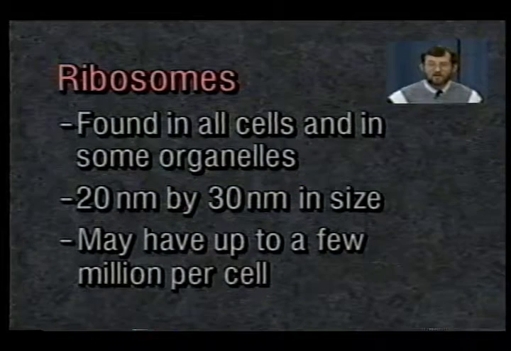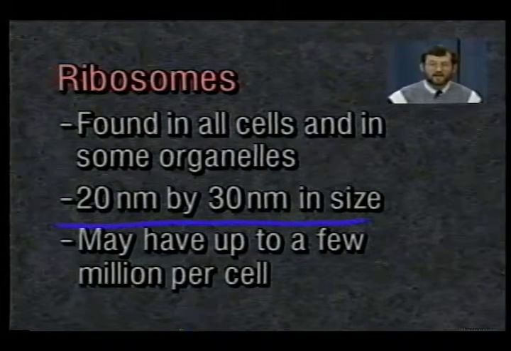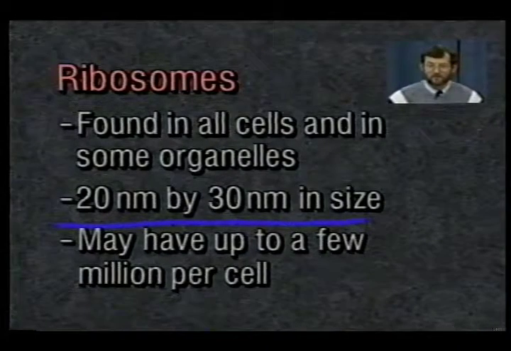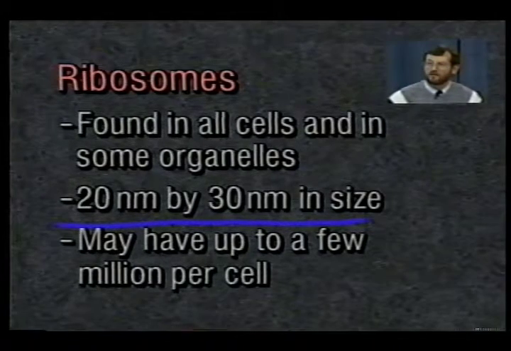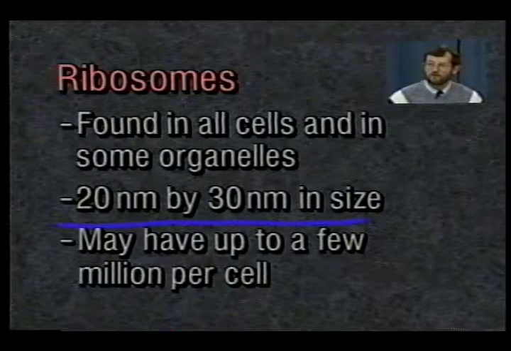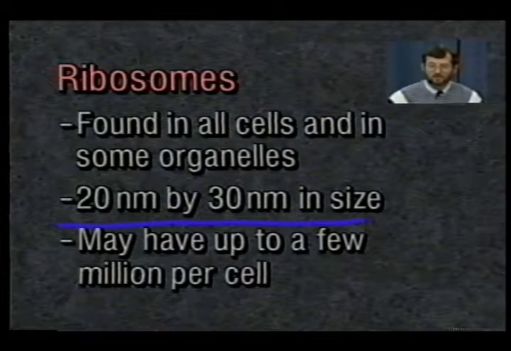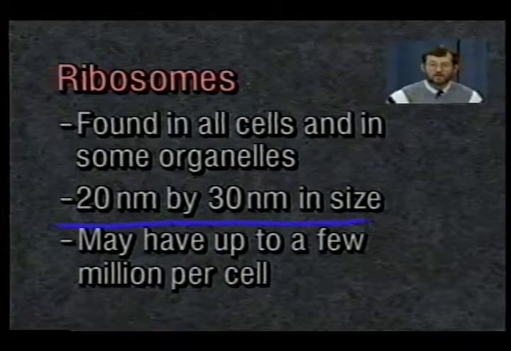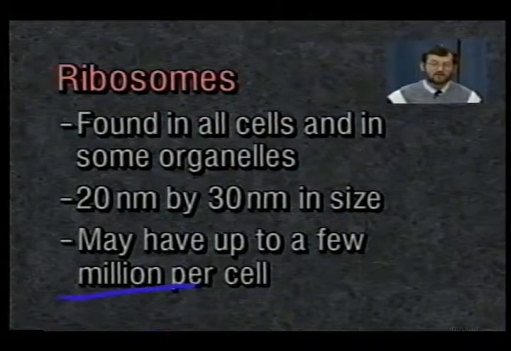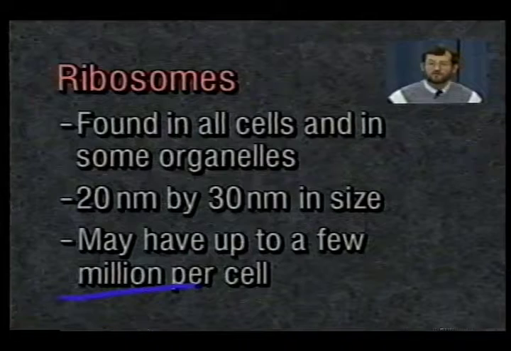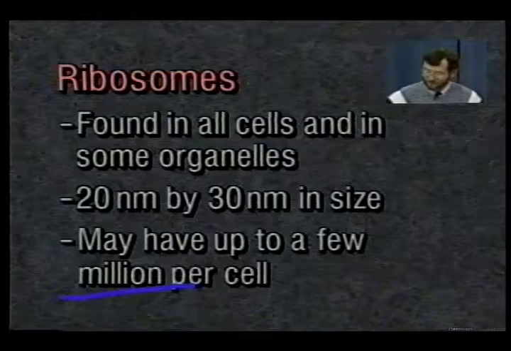Relatively speaking, ribosomes are very, very tiny. They average on the size of 20 nanometers by 30 nanometers. This is a whole magnitude scale different in size than what we had at the nucleus. Usually there's quite a few of these per cell. You may end up having a couple hundred thousand to a few million. They're very, very numerous in cells. So a relatively common structure found all over the place with cells.